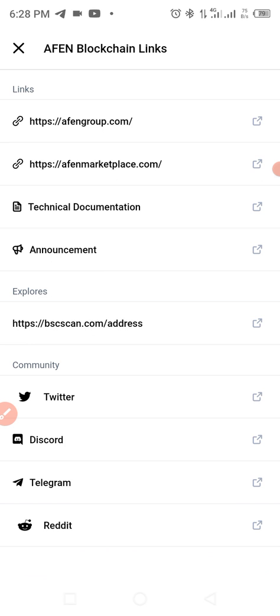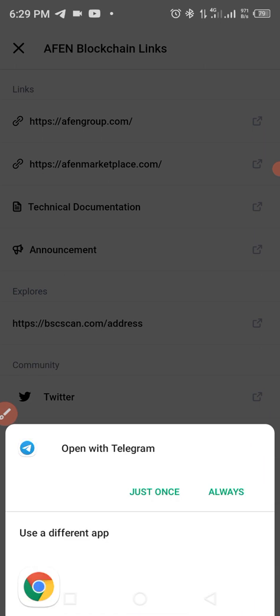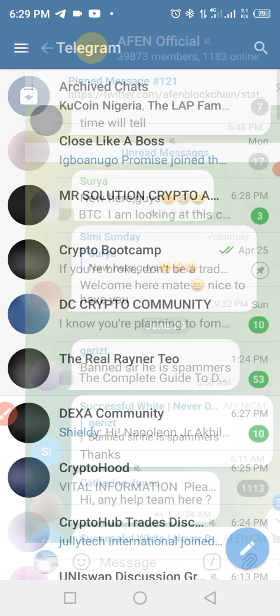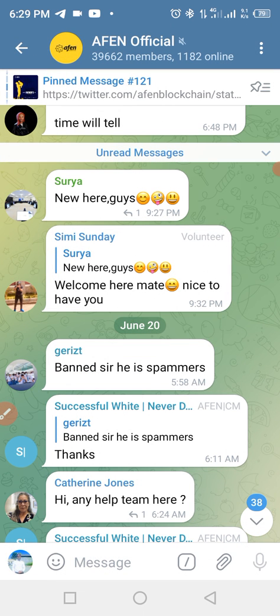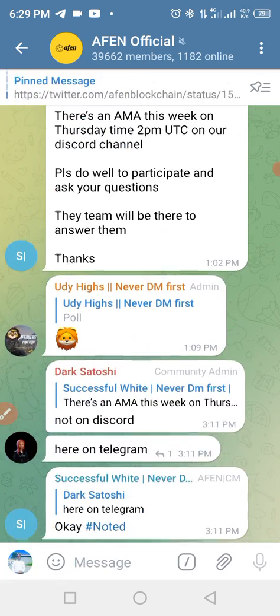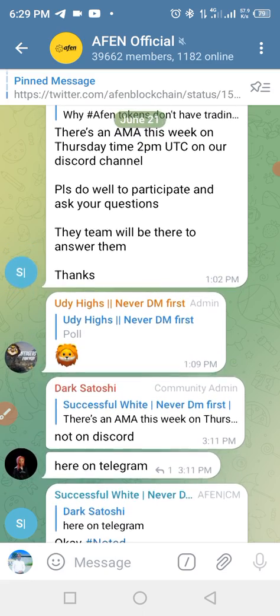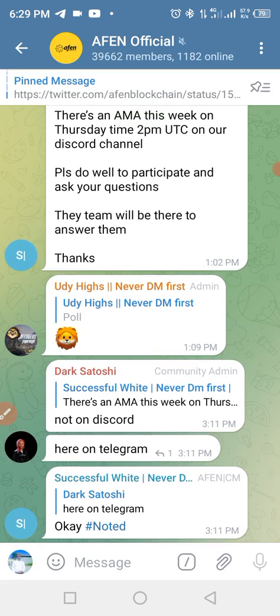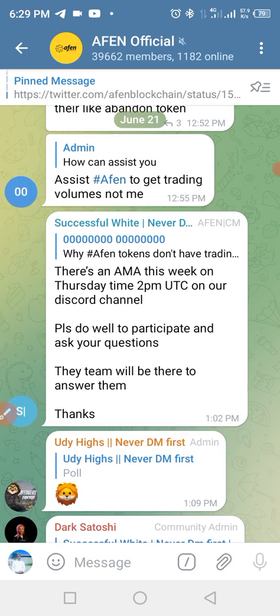So you can also check their Telegram. Let's see how many followers they have on their Telegram. Okay, they have 39,000, and they don't really have much population like that, but they are trying. Let's see their communication. I think the communication is a bit slow, but it's still manageable. You can see they're still talking, at least they're engaging people.